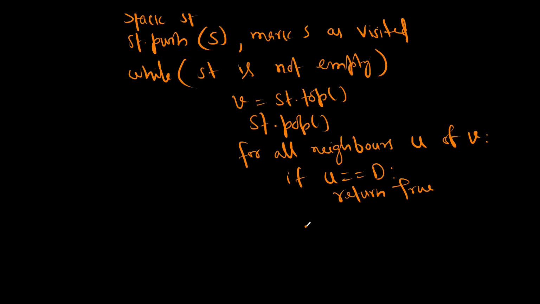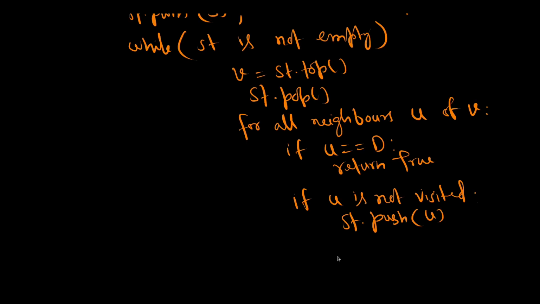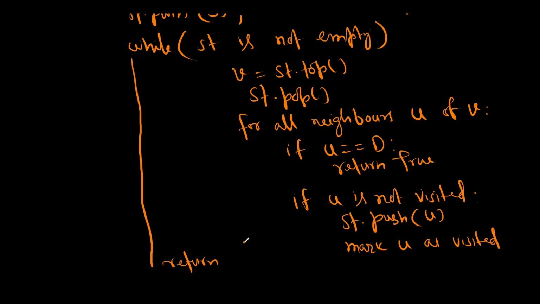Now moving ahead, if this particular node u is not visited, we need to push this node to the stack. And once you have pushed it to the stack, just mark it visited. Okay, you need to use the array we have discussed above. And if nothing happens inside this loop and this stack is empty now, you can basically return false. It means there is no path.